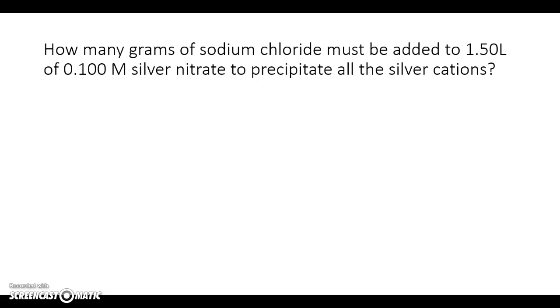So we need to start off by recognizing what chemicals we actually are working with. So it's asking for how many grams of sodium chloride must be added. So because it's being added, we know that that is a reactant. And just a reminder, sodium chloride, Na, remember that has a +1 charge. Chlorine has a -1 charge. We write that as NaCl.